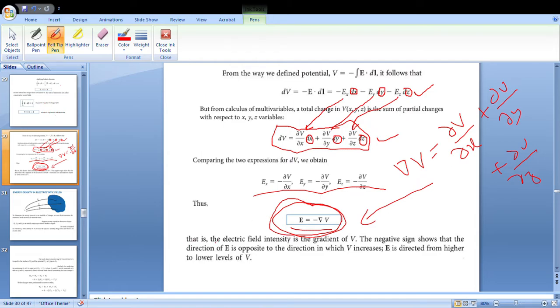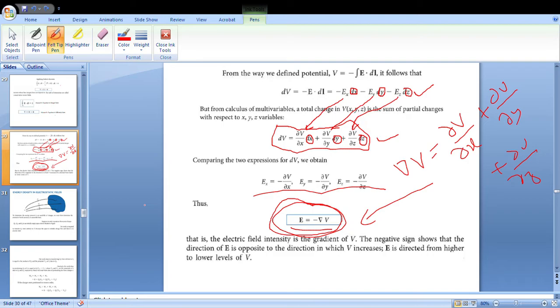That is, the electric field intensity is the negative gradient of V. The negative sign shows that the direction of E is opposite to the direction in which V increases, right? E is directed from higher to lower potentials of V. This is very important. You should note this. So the negative sign shows that the direction of E is opposite to the direction in which V increases. So this you should note. These points are important.